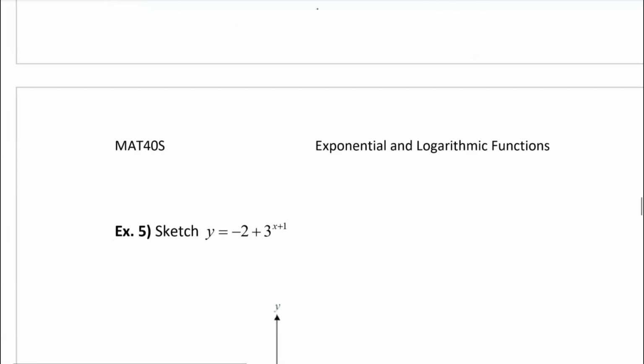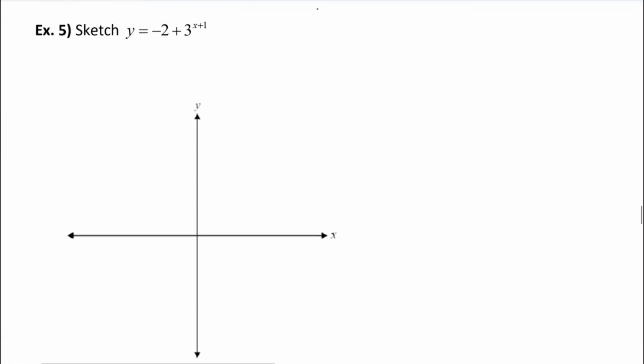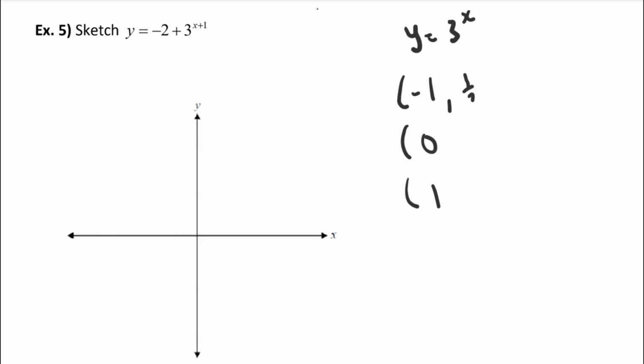Okay, moving on. Example 5. Sketch y is equal to -2 plus 3 to the power of x plus 1. Our base graph is going to be y is equal to 3 to the power of x. We'll choose our values again: -1, 0, and 1, and we'll say this is 1/3, 1, and 3.